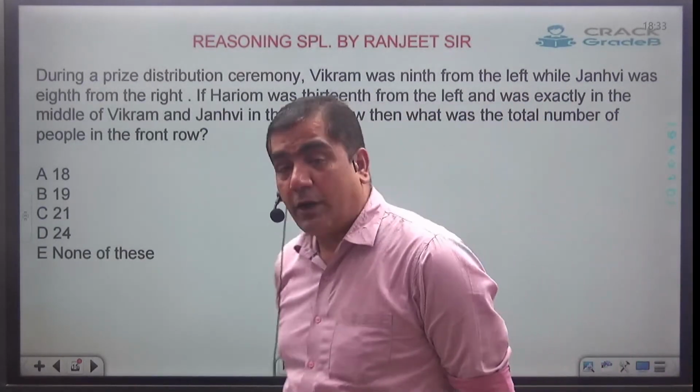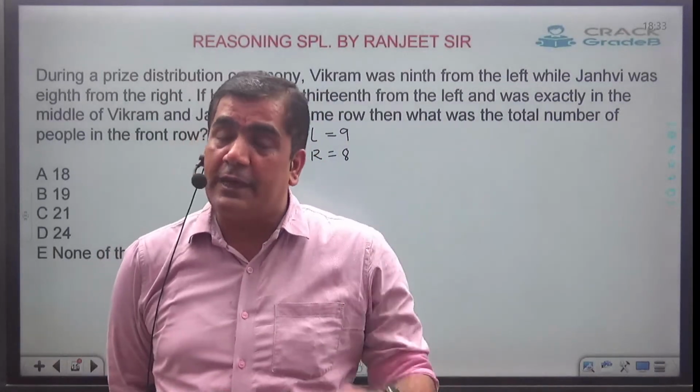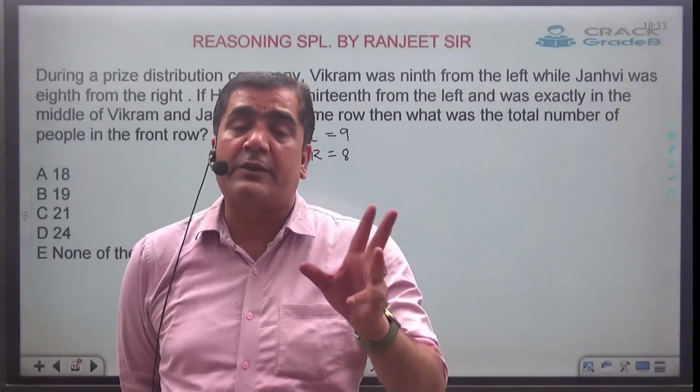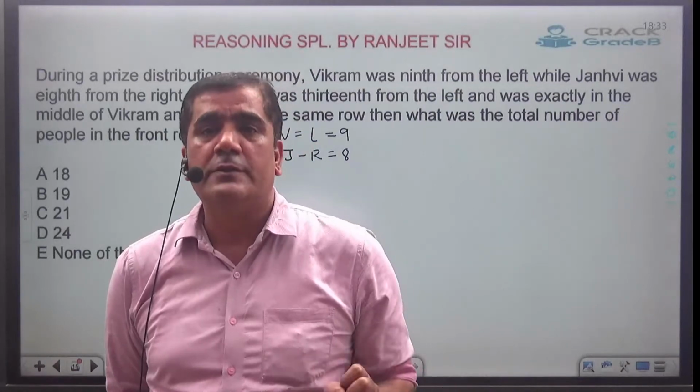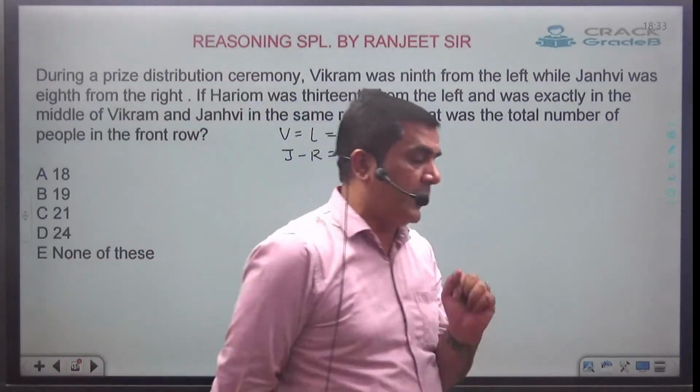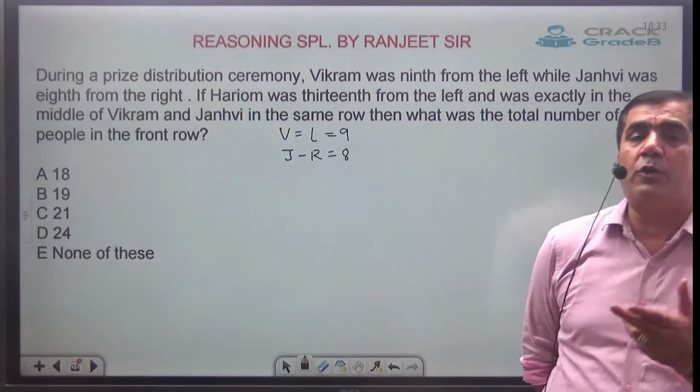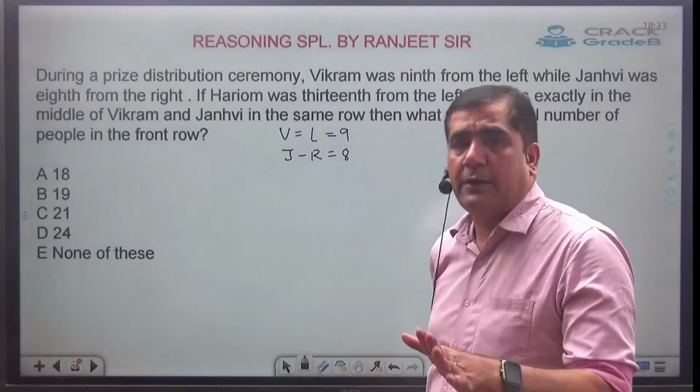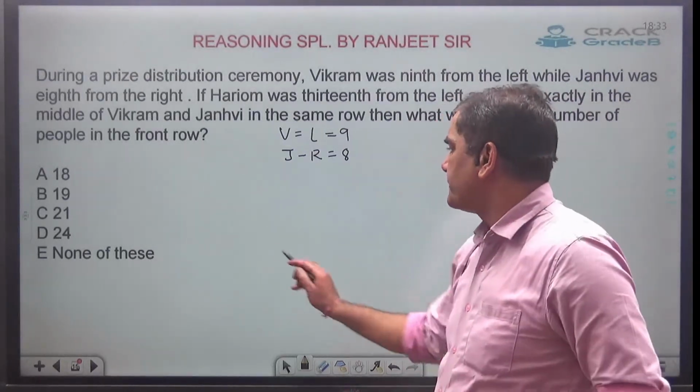See here, they have not given the total. Since they have not given the total, that's why they have given the position of Hari Om. They have given the position of Hari Om from left. So that is an additional clue they have given in place of total. So let's go for this one.